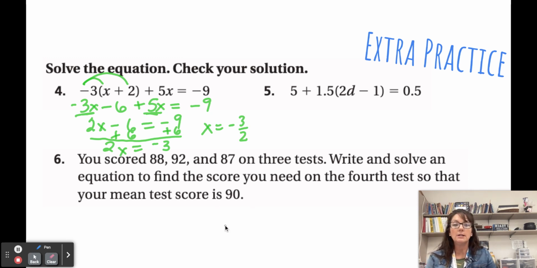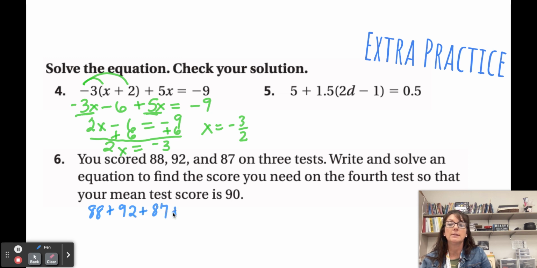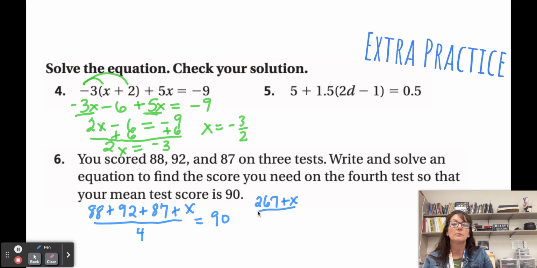Well, we know that averaging something, you add up the numbers and divide by the number of numbers, and there's going to be 4 numbers when we take this next test. So we'll have 88 plus 92 plus 87 plus this next test, divided by 4, must equal 90. So that's how we'll set that up. To simplify that, we'll add all those together, and that's going to be 267 plus x. When you divide that by 4, it has to equal 90.